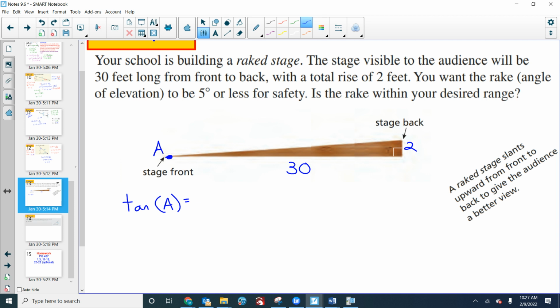It's pointing to the one that we have. The stage visible to the audience will be 30 feet long, from front to back. There's not a huge difference. You think it's the hypotenuse? Yes, the visible part to the audience can't be under. But look, it's pointing at the hypotenuse. I think it's the hypotenuse now. Interesting, yes.